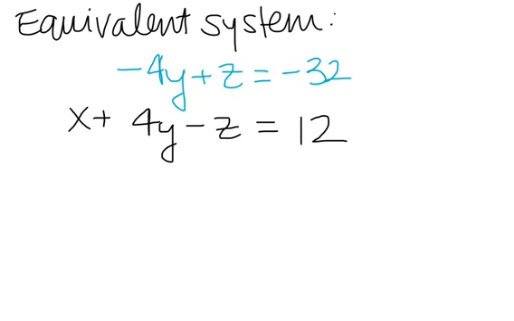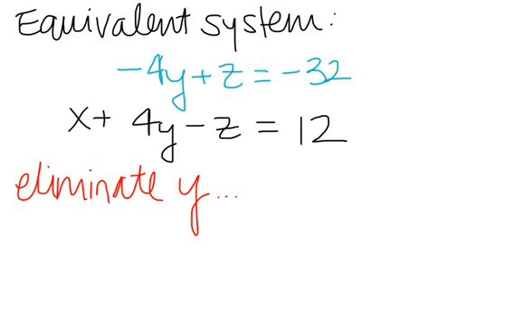So here I have this equivalent system where I replaced one of my equations with the new equation, minus 4y plus z equals -32. And I have one of my original equations. This is the equation x plus 4y minus z equals 12. All right, so now I'm going to try to eliminate y.